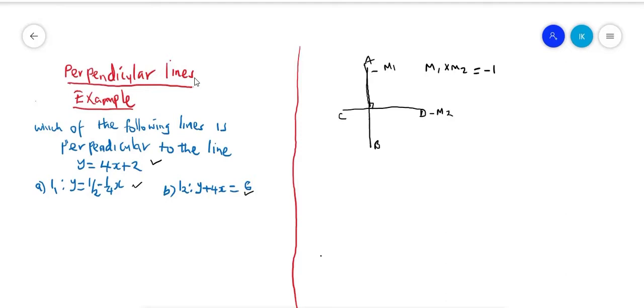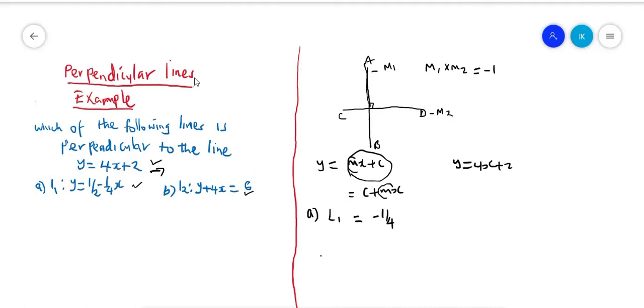1 is already in the form of y equals mx plus c, although it's not arranged this way, it is arranged differently: c plus mx. In each case, the coefficient of x is the gradient. So in question A, line 1, the gradient is -1/4, and our reference line, which is y equals 4x plus 2, the gradient is 4. Let's call it the reference line.